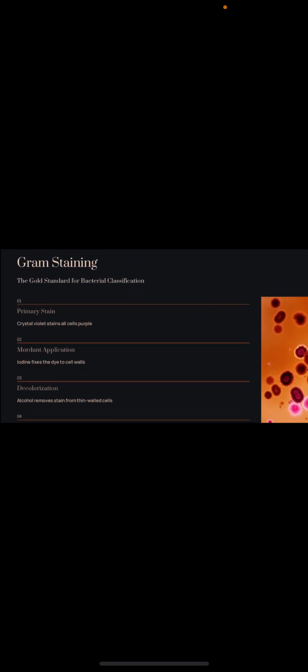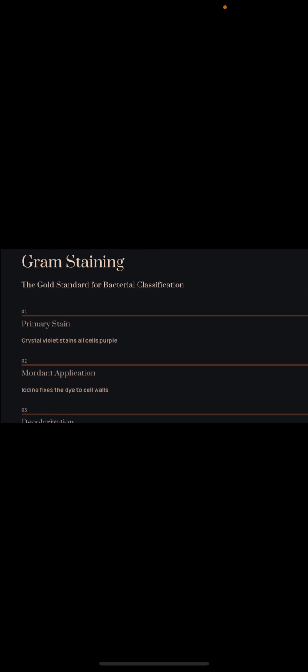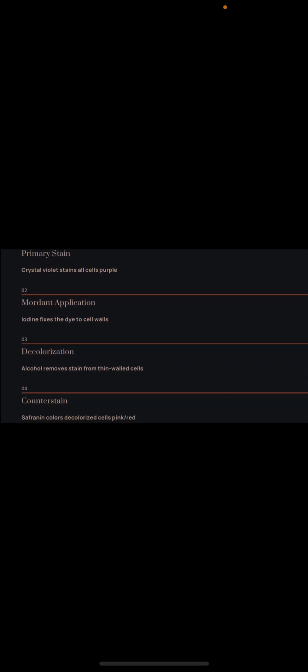So what is gram staining? Gram staining is a differential staining technique used to classify bacteria into two major groups, gram positive and gram negative, based on structural differences in cell walls. It is the gold standard for bacterial classification. The primary stain, crystal violet, stains all cells purple. Then there is mordant application, where iodine fixes the dye to cell walls. Then decolorization, where alcohol removes stain from thin wall cells. Then the counter stain, where safranin colors decolorized cells pink-red.